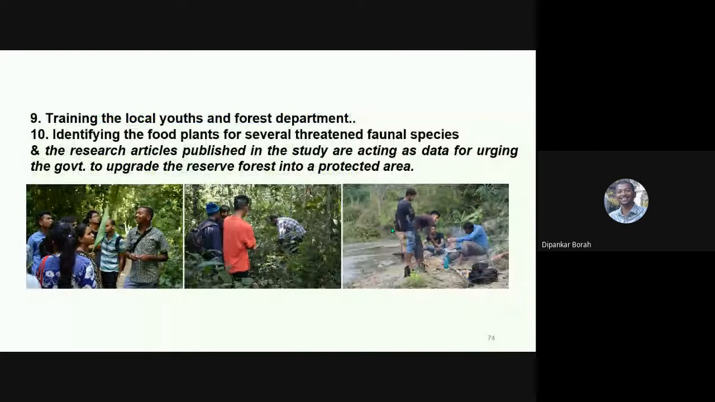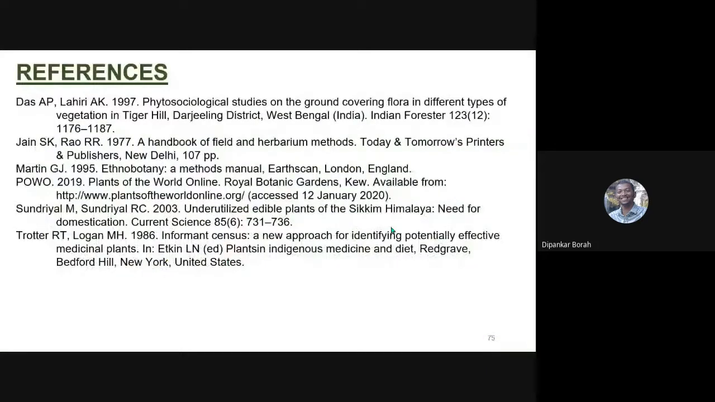Training the local youths and forest department for conducting more rigorous studies on different other aspects of biodiversity documentation and monitoring. Identifying the food plants for several threatened species for studying their long-term survival, and the research articles published in the study are acting as data for urging the government to upgrade the reserve forest to a protected area. So these are some references which have been used in the presentation.